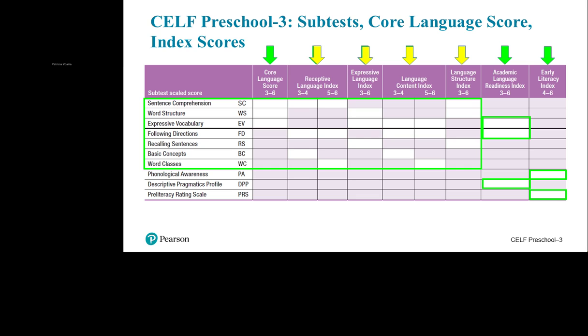The 10 norm-referenced subtests are grouped based on similar assessment measures to yield composite scores. Different combinations of 7 of the 10 subtests yield the core language score, the receptive language index, the expressive language index, the language structure index, and the language content index. 2 of the 7 subtests, along with the Descriptive Pragmatics Profile, yield the academic language readiness index. The CELF Preschool-3 also offers an early literacy index consisting of the Phonological Awareness subtest and the Preliteracy Rating Scale.